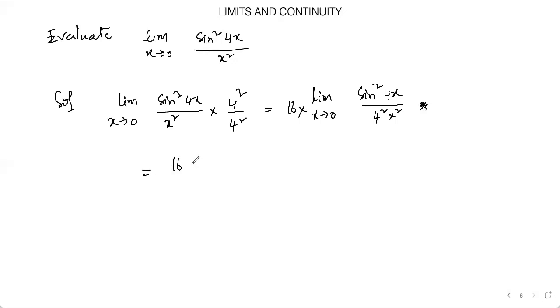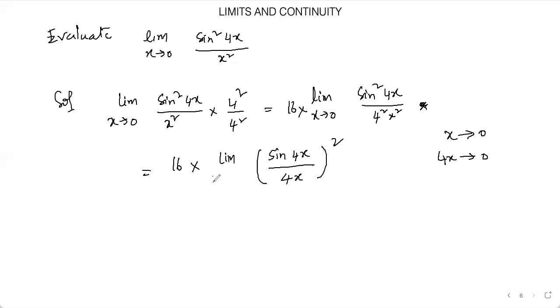Now this is 16 into sine 4x by 4x, right? This is what we are going to form, and this is whole square. Now limit x tends to 0, 4x also tends to 0. So that is limit 4x tends to 0. Now this is 1 square, which is 1. So this will be 16. Okay, that's it.